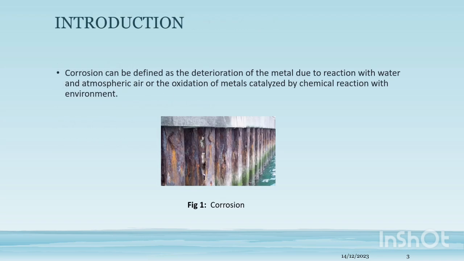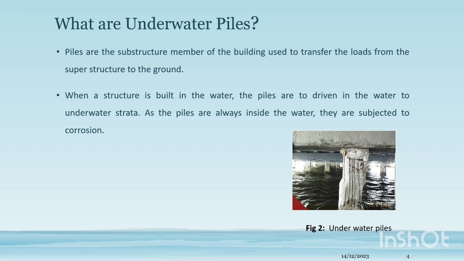Introduction. Corrosion can be defined as the deterioration of metal due to reaction with water and atmospheric air, or the oxidation of metal catalyzed by chemical reaction with the environment. Underwater piles: piles are the substructure member of a building used to transfer the load from the superstructure to the ground. When a structure is built in water, the piles are driven into the water for underwater strength. As the piles are always inside the water, they are subjected to corrosion.